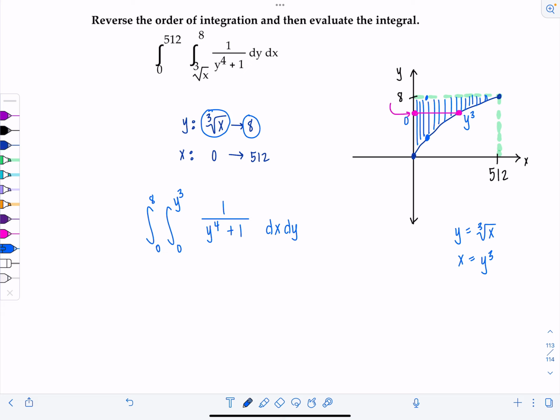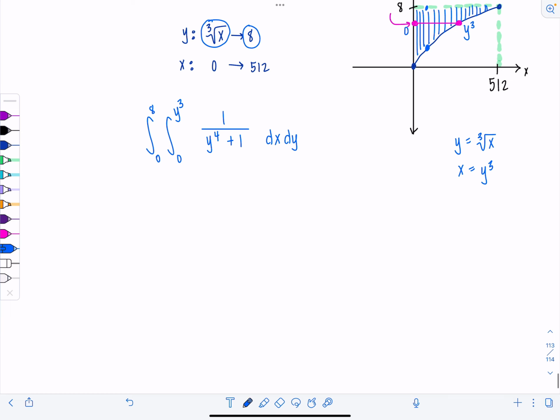And then it's very nice because look, had we tried to integrate here, oh my God, antiderivative of 1 over y to the fourth plus 1 with respect to y, whew, forget it. But now it's so nice because this is all just a constant since we're integrating with respect to x first. This is just a constant. So I'm just going to pick up an x. That's nice. So just rewrite that outer limit, 0 to 8. This is a constant. Just leave it alone. And then the antiderivative of a constant is just going to be x to the first. I evaluate that from 0 to y cubed. And then after I do that, I still have dy on the outside.